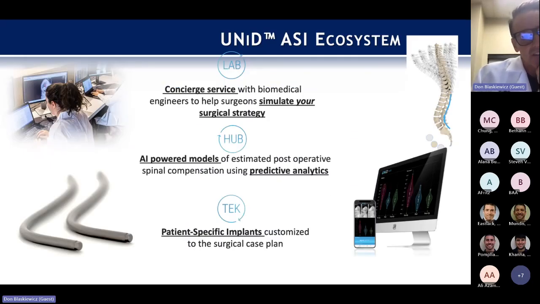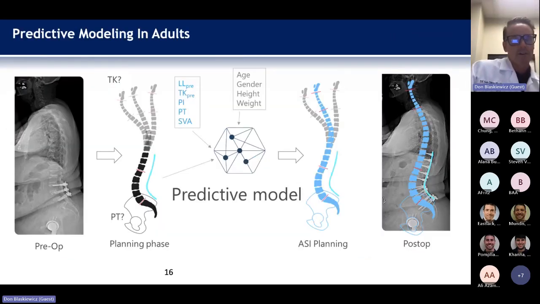So let's jump into the UNiD ecosystem here. This is a concierge service with biomedical engineers to help surgeons simulate your surgical strategy, with AI-powered models of estimated postoperative spinal compensation using predictive analytics, and patient-specific implants custom to the surgical case plan. And so this process will import images. It'll go through a planning phase and into the predictive model.